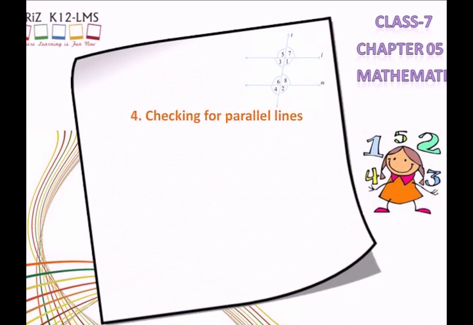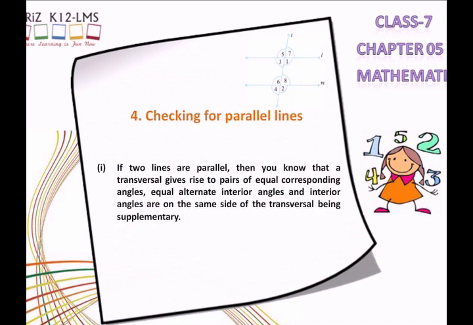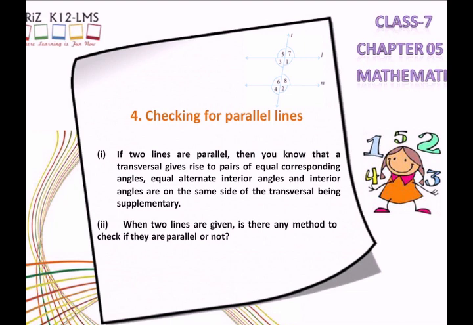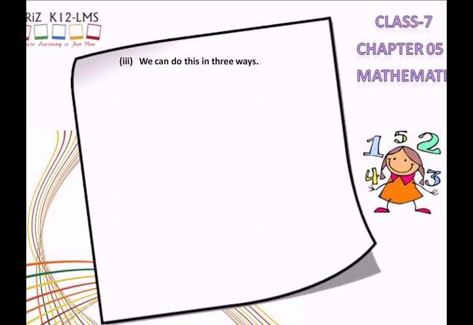4. Checking for parallel lines. If two lines are parallel, then you know that a transversal gives rise to pairs of equal corresponding angles, equal alternate interior angles, and interior angles on the same side of the transversal being supplementary. When two lines are given, is there any method to check if they are parallel or not? We can do this in 3 ways.